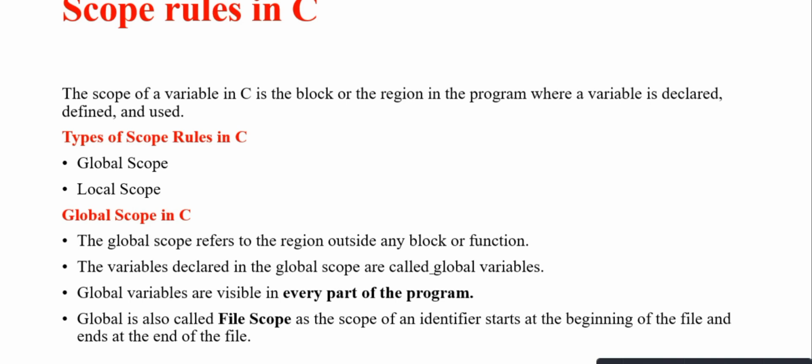First one, global scope in C. The global scope refers to the region outside any block or function. The variables declared in the global scope are called global variables. Global variables are visible in every part of the program. Global scope is also called file scope, as the scope of an identifier starts at the beginning of the file and ends at the end of the file.